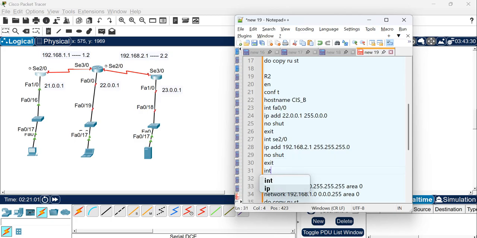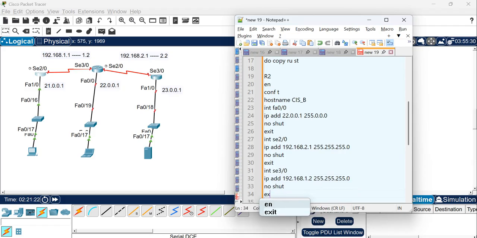So do I have any other interface? Yes. Interface SE3/0. So what is the IP address of 3/0? 192.168.1.2. Subnet mask is 255.255.255.0. Then no shut, then exit.